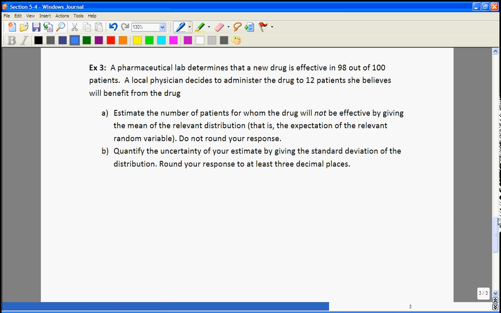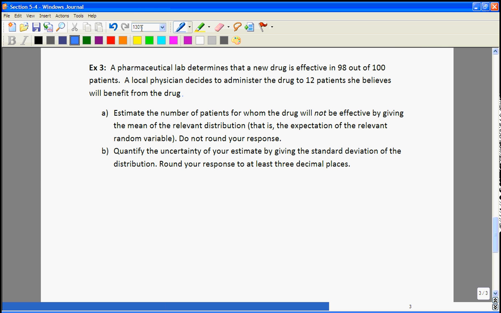All right, example 3. A pharmaceutical lab determines that a new drug is effective in 98 out of 100 patients. A local physician decides to administer the drug to 12 patients she believes will benefit from the drug. A. Estimate the number of patients for whom the drug will not be effective, giving the mean of the relevant distribution, that is the expectation of the relevant random variable. Do not round your response. Let's just stop right there.